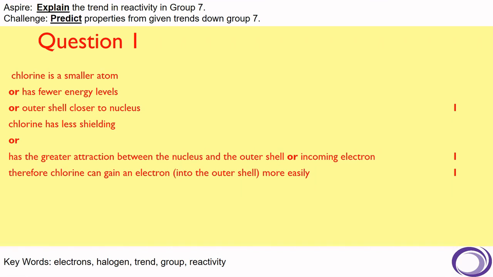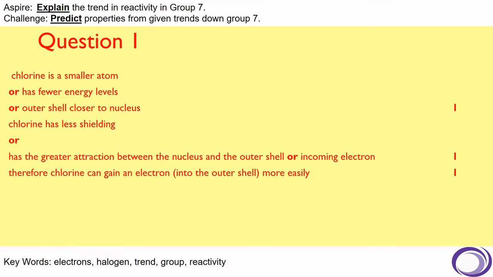So on the first question, you've got a mark for each of these bullet points. So chlorine is a smaller atom, or you could have had that it has fewer energy shells, or you could have also had that its outer shell is closer to the nucleus. So that's our first marking point. The second marking point, you could have had either chlorine has less shielding, or there is a greater attraction between the nucleus and the outer shell, or the gained electron. The final marking point, therefore chlorine can gain an electron more easily.